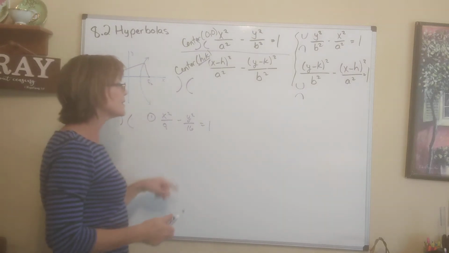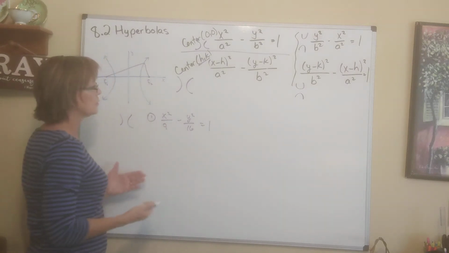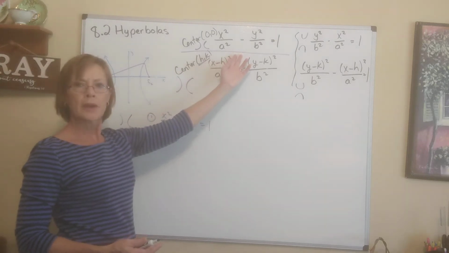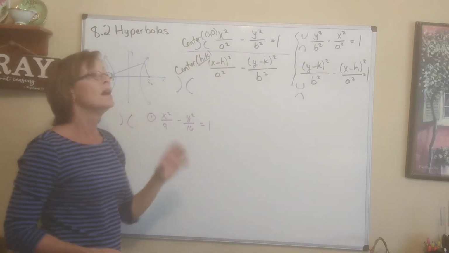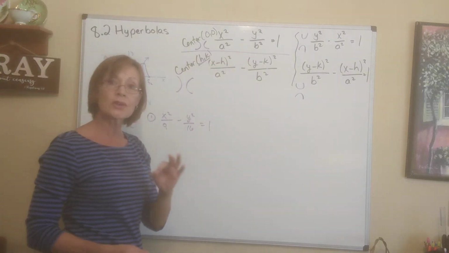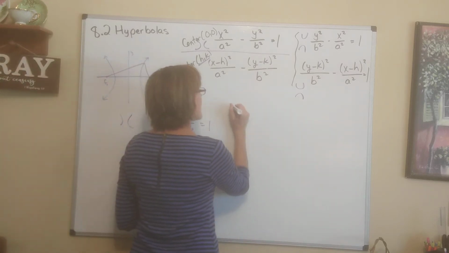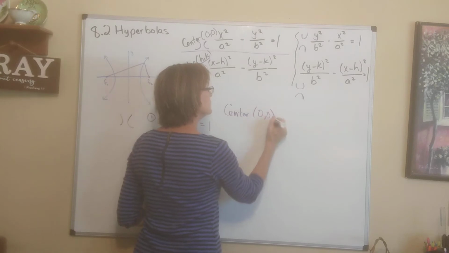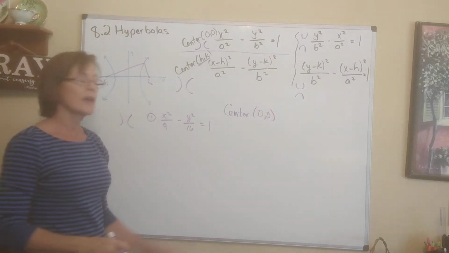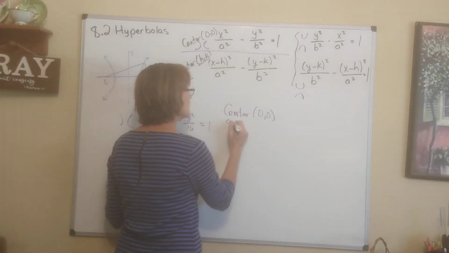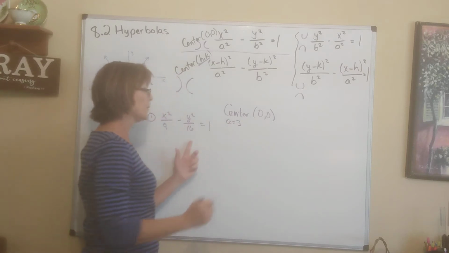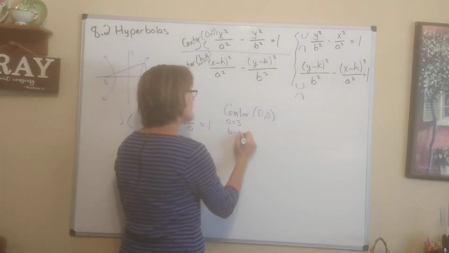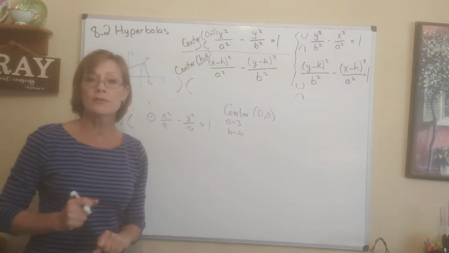Then I say, let's compare it to our equation, and this is the one we would compare it to. So what can we tell from this? We can tell that the center of this graph is at the point 0, 0. What is the value of A? A is 3. What is the value of B? B is 4. From that, we can figure out the value of C.